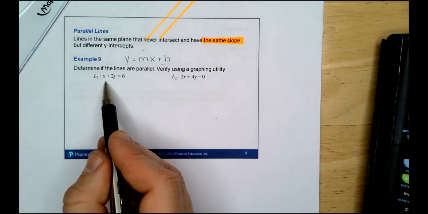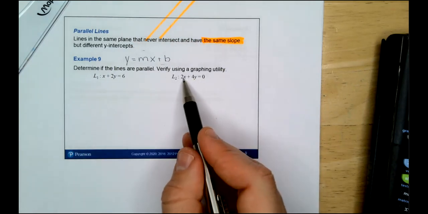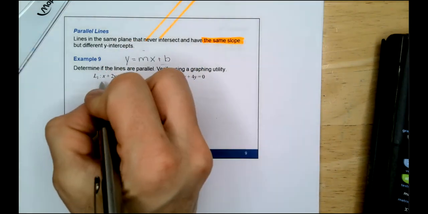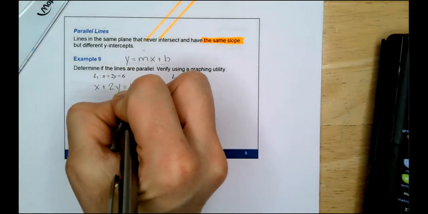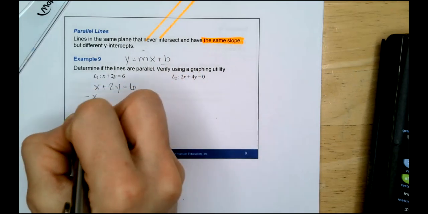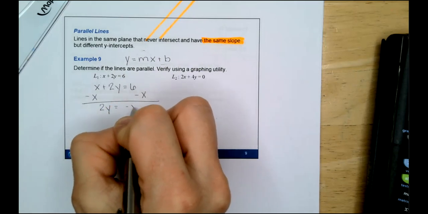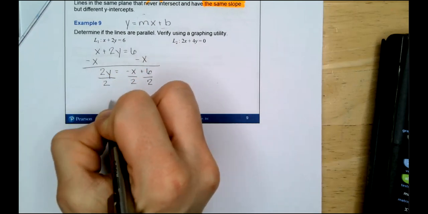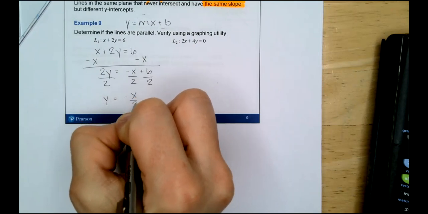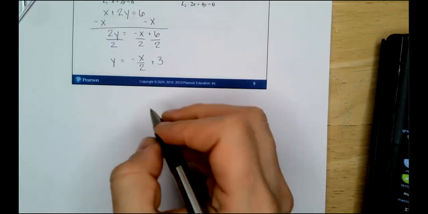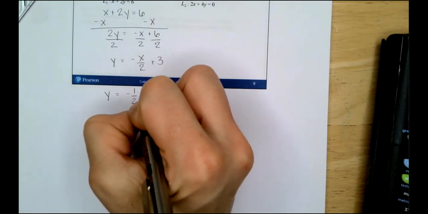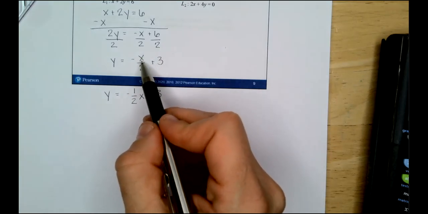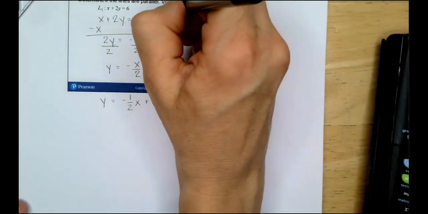Okay, so I'm just going to move my x over and divide by 2. I'm going to move my x over and divide by 4. See if I have the same slope but different y-intercepts. Okay, x plus 2y is 6. Move my x. 2y equals negative x plus 6. Divide by 2. y is, you can just call it negative x over 2, or you could say y equals negative 1/2 x. Those mean the same thing. It's either 1 times x divided by 2 or x times 1 divided by 2, right? Saying the same thing. So that's L1.